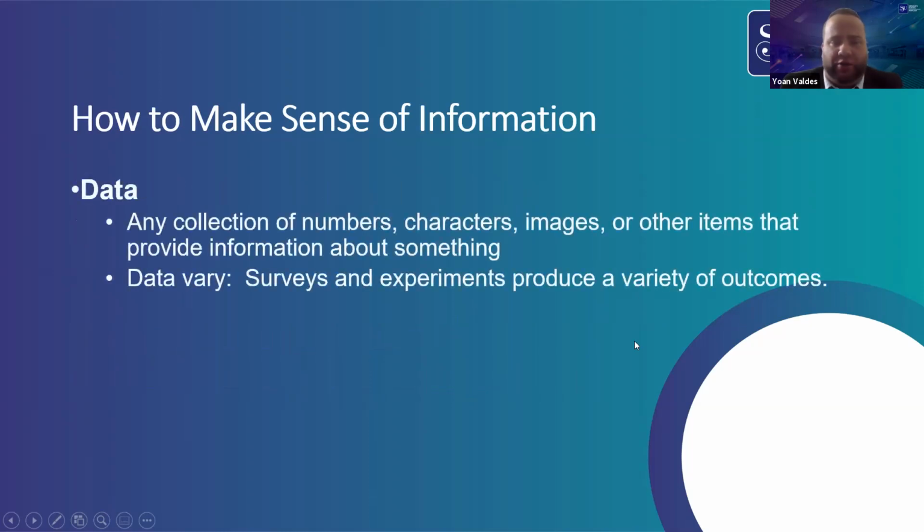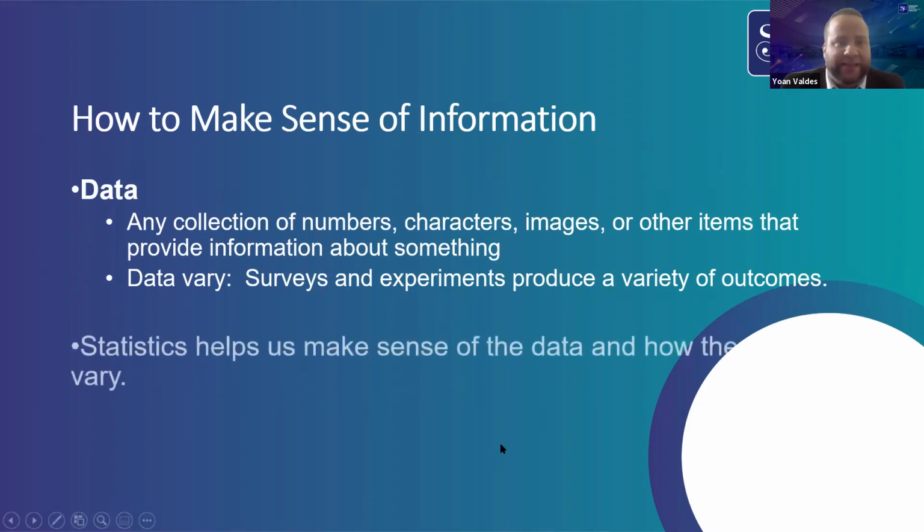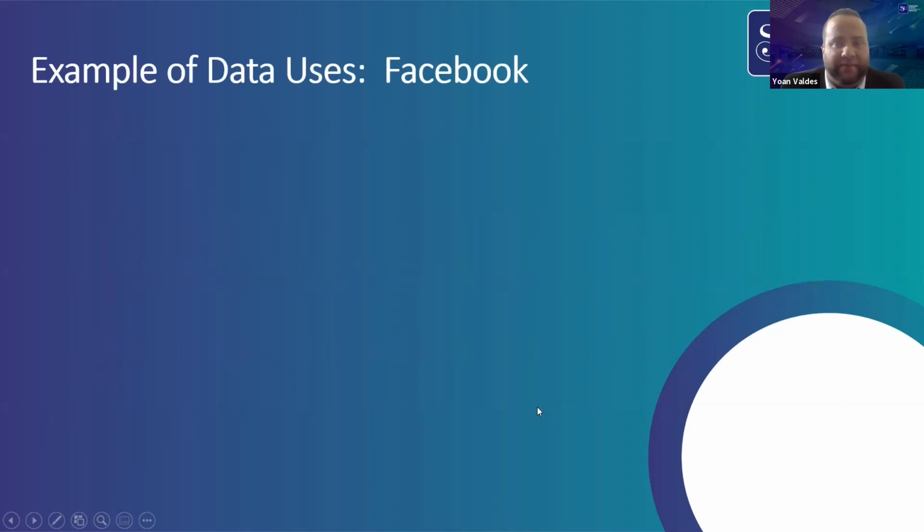Data is any collection of numbers, characters, images, or other items that provide information about something. And this is the baseline of the concept that everyone needs to know about statistics. The data vary. For example, surveys and experiments produce various outcomes. Statistics helps us to make sense of the data and how the data vary.